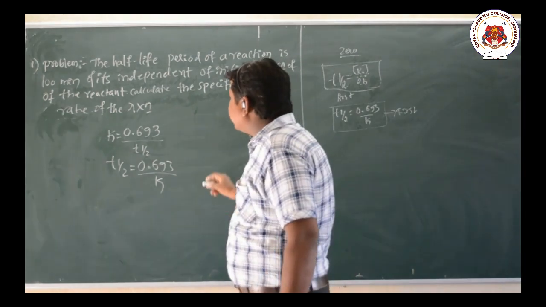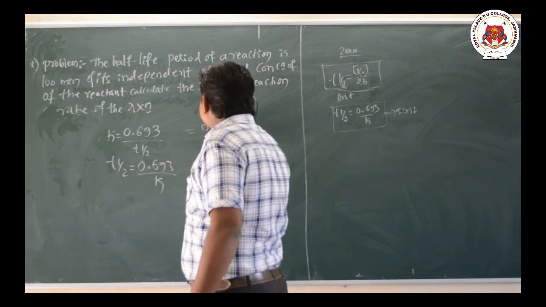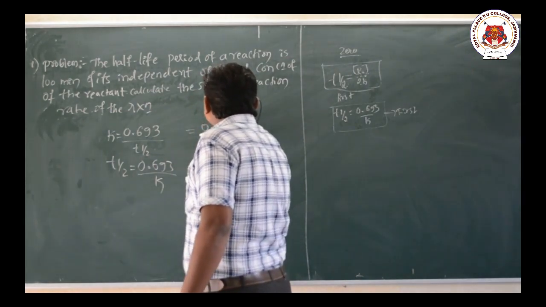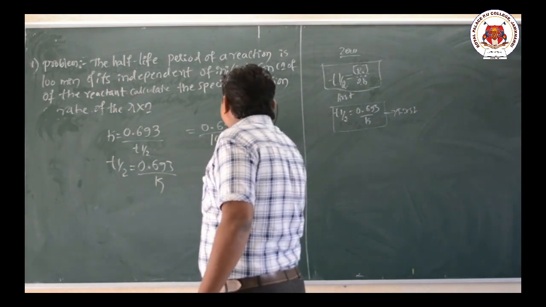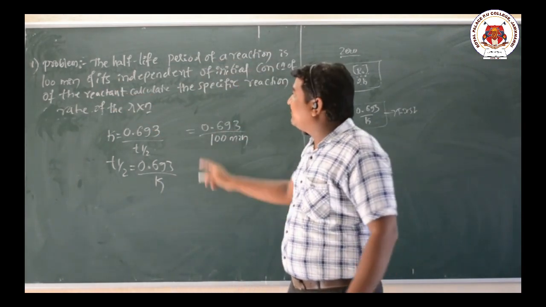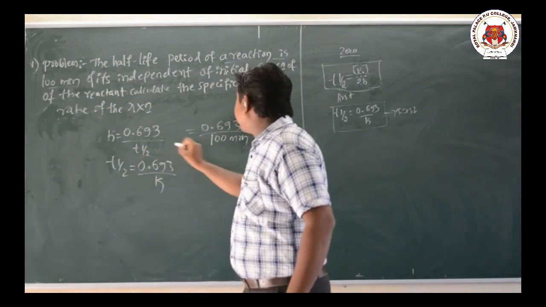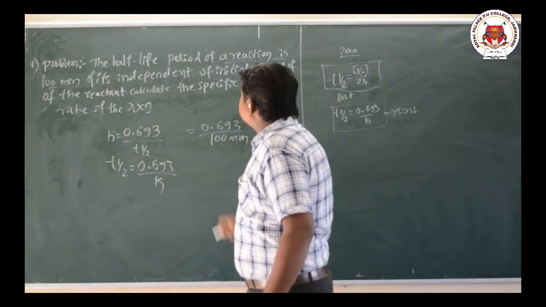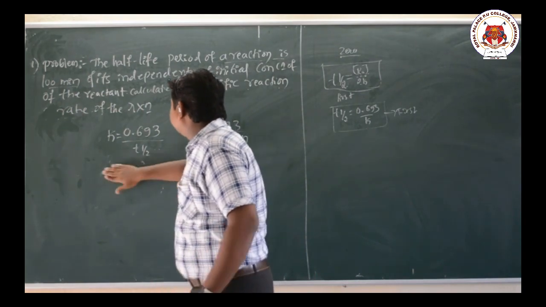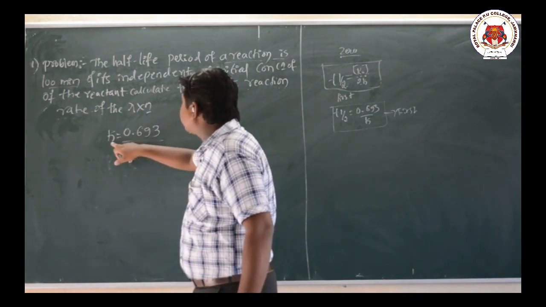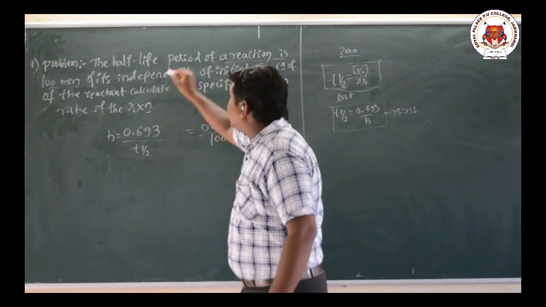Now I will write here the half-life time that is given. The half-life of the reaction is 100 minutes, so T half equal to 100 minutes. Calculate the specific reaction rate, that is K, which is asked. The asked value is the rate constant K. So K equal to 0.693 divided by T half, and T half is given as 100 minutes.